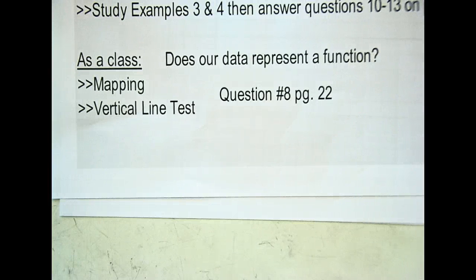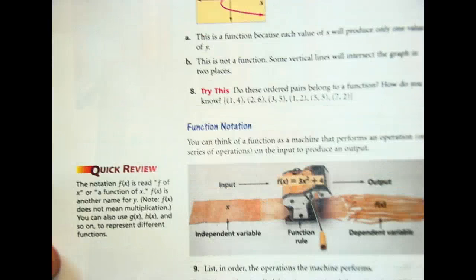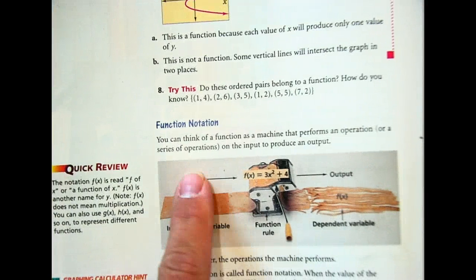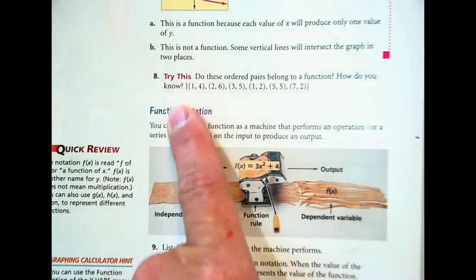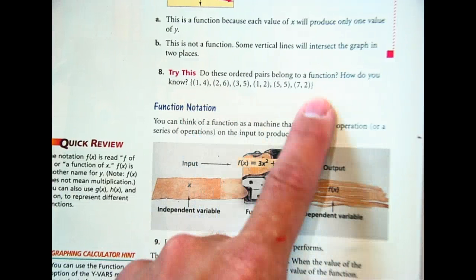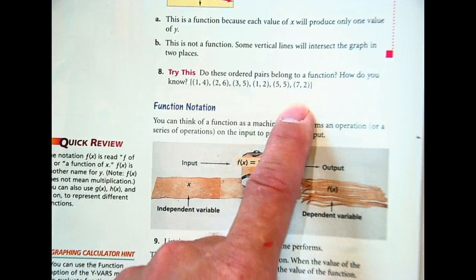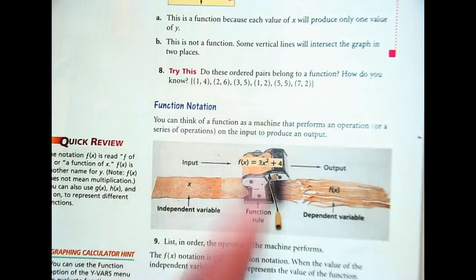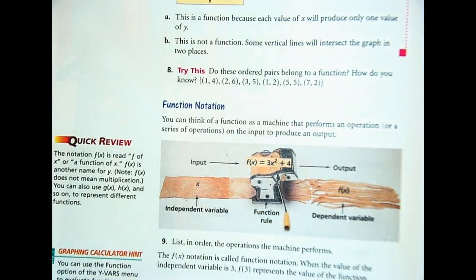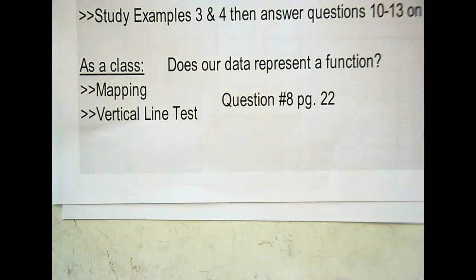And on that number 8, what I'm going to need you to do is graph some points for me. So everyone looking at it, that is number 8 that I'm talking about. Do these ordered pairs belong to a function, and how do you know? So what I need you to do is plot those points. We're not connecting them, we're just plotting them right now. Okay, plot those points on graph paper. I'll be coming around with graph paper if you need some. Okay?